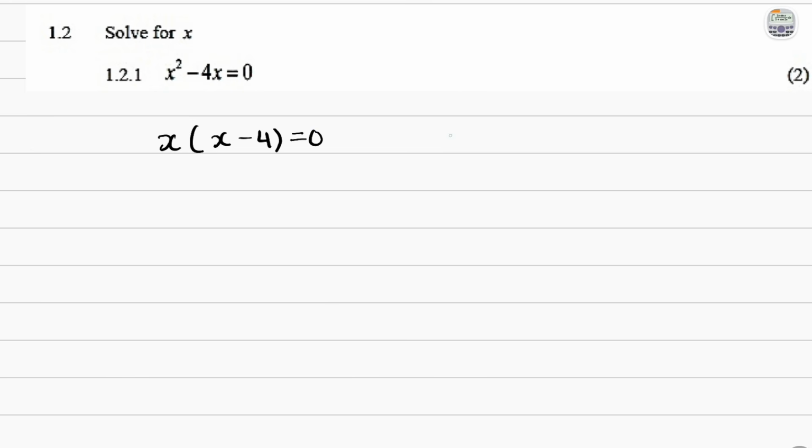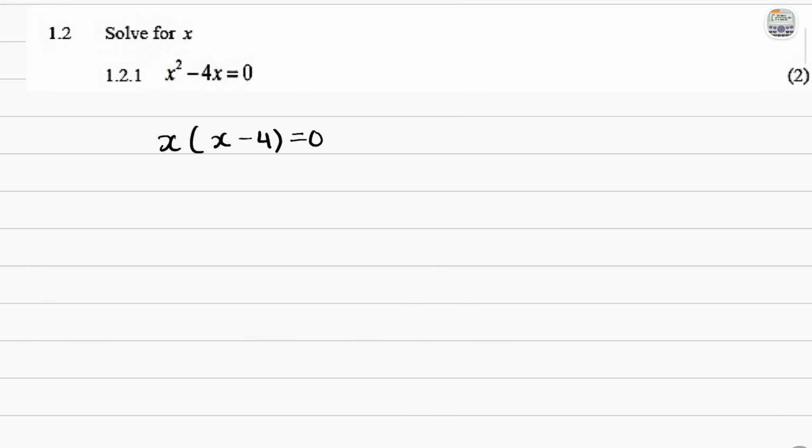Grade 11s, I know that it is tempting to just transpose that to positive 4x and divide both sides by x. Never do this, because if x is equal to 0, your equation is undefined. So you cannot just cancel that x out like that. As long as you don't know what that missing variable is, you can't just start dividing by it.